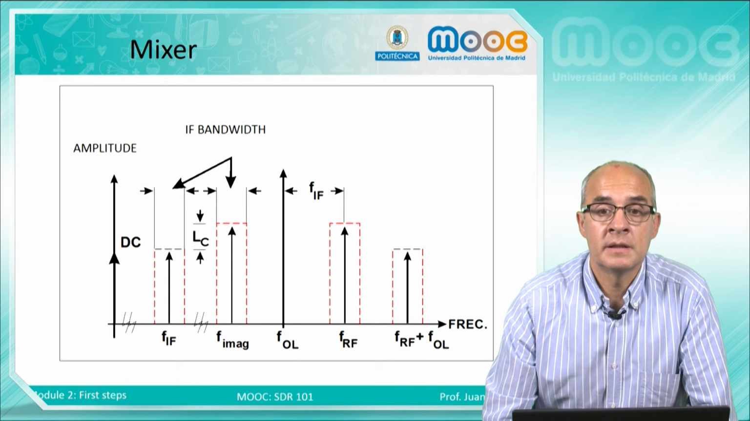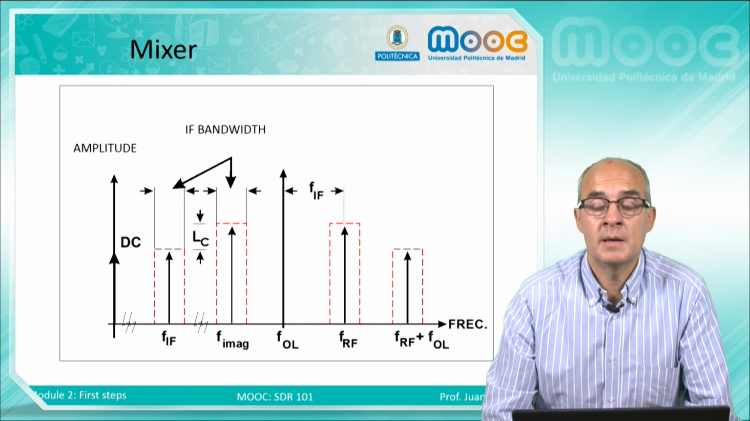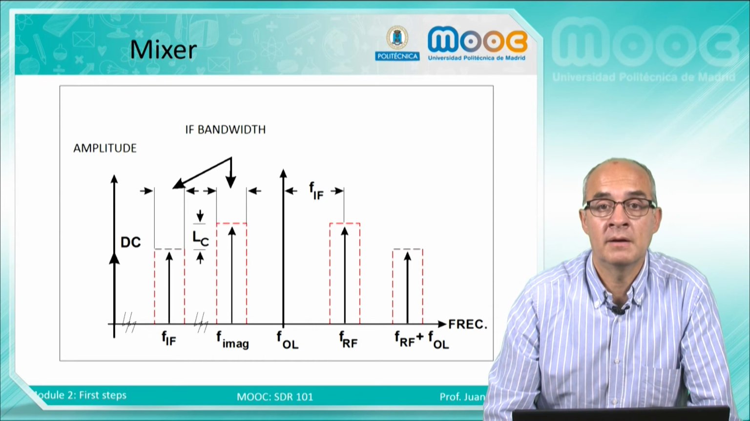In all cases, the bandwidth of the RF and intermediate frequency must be fitted to the modulation of the received signal.